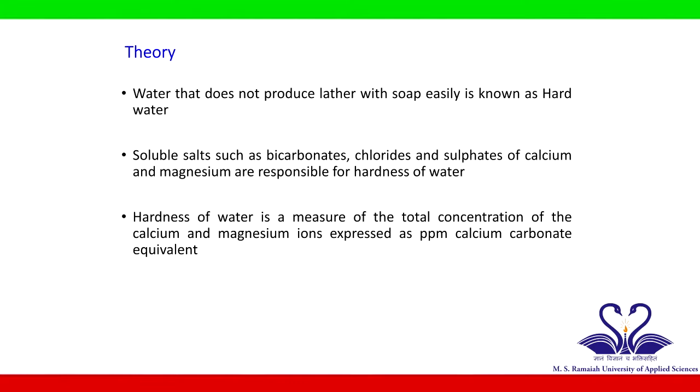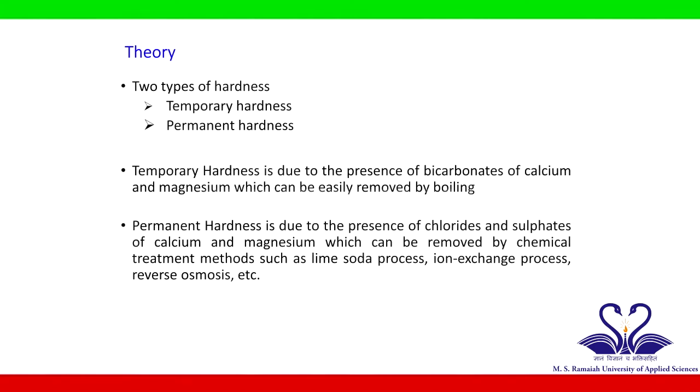Soluble salts such as bicarbonates, chlorides and sulfates of calcium and magnesium are responsible for hardness of water. Hardness of water is a measure of the total concentration of the calcium and magnesium ions present in water. Hardness of water is of two types. The first one is temporary hardness and the second one is permanent hardness.